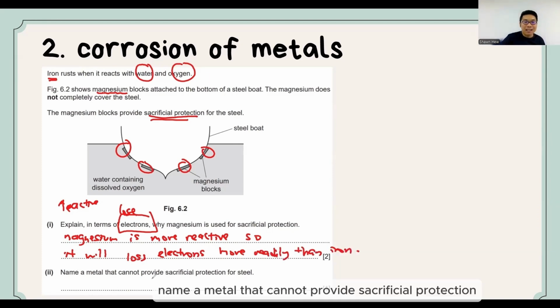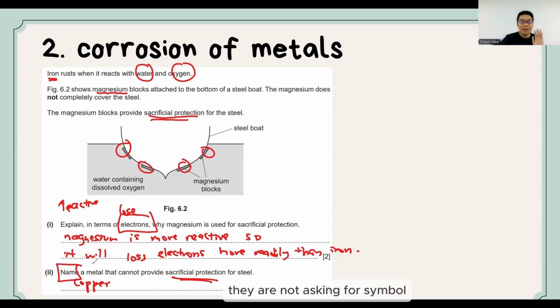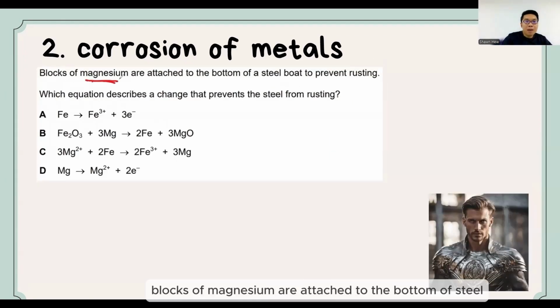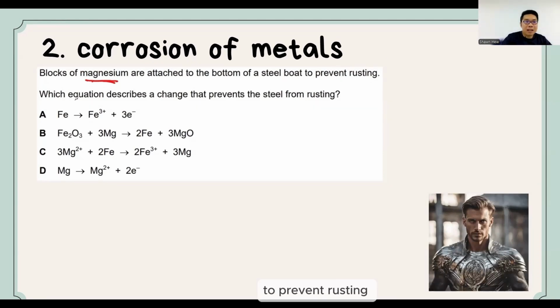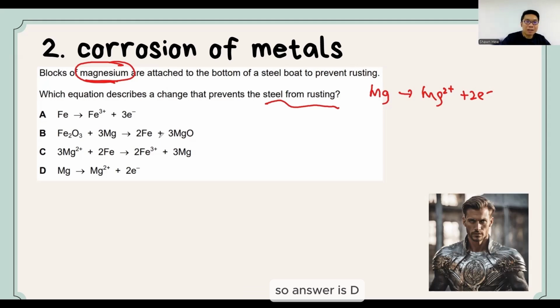Next, name a metal that cannot provide sacrificial protection. Sacrificial protection must use something that is more reactive. So anything below iron, we can use. For example, copper. Of course, you can say silver or gold, and make sure it's a name. Don't write Cu. They are not asking for a symbol. Next, blocks of magnesium are attached to the bottom of a steel boat to prevent rusting. Which equation describes the change that prevents steel from rusting? Because magnesium is more reactive, it more readily forms Mg2+ by releasing electrons. So the answer is D.